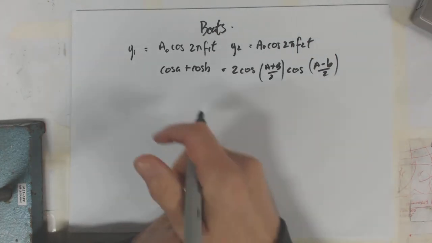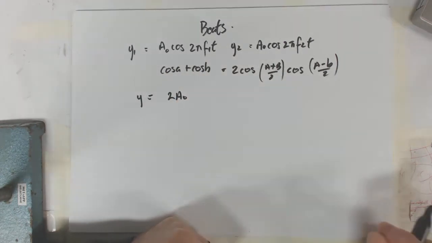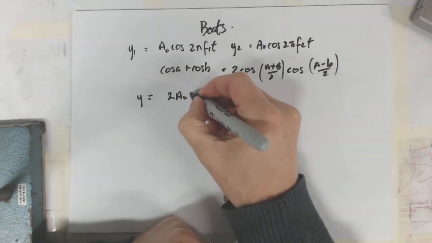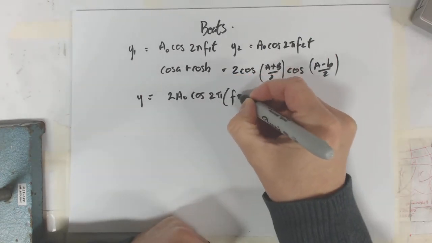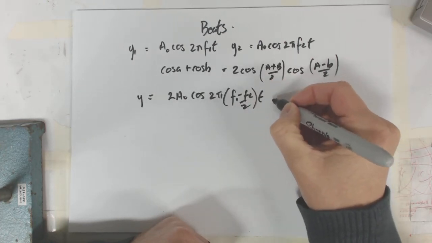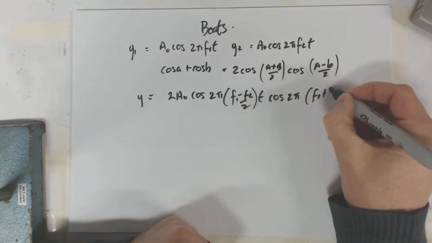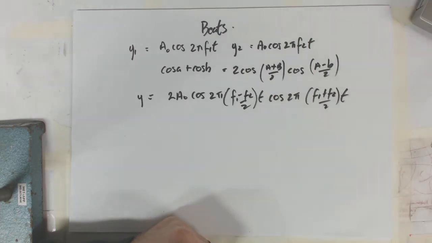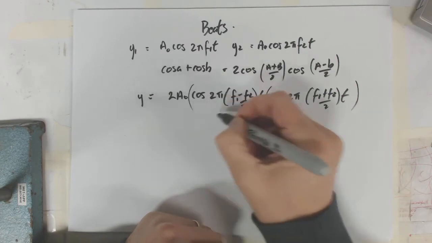And if we do the maths on that one, we're going to end up with a wave that looks like this: 2A naught. So as usual, we're going to get that whole twice as big amplitude thing. And if we put this all together, we'll get cos 2 pi (f1 minus f2)/2 times t, times cos 2 pi (f1 plus f2)/2 times t. So that's our combined wave, and it's got two parts here. The two parts we need to look at are this back end bit and this front end bit.